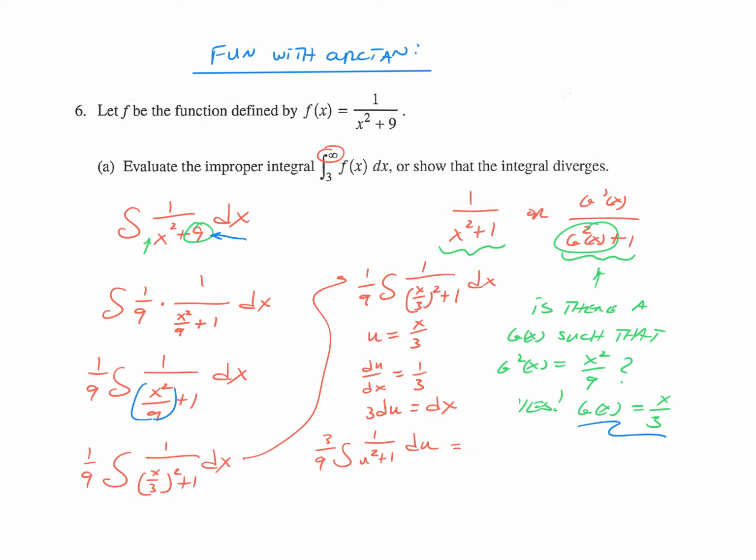From here, it should be obvious. We're going to get 1/3 arctan u plus a constant, since we're really doing an indefinite integral. We weren't in the free response question, but for this explanation we are. And then we have 1/3 arctan of x over 3 plus c, and you are done. Happy face.